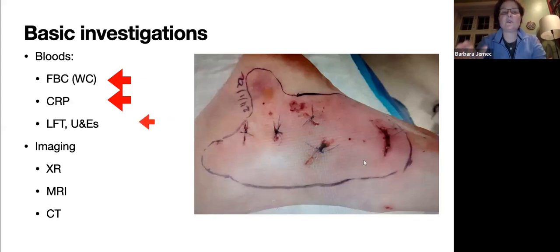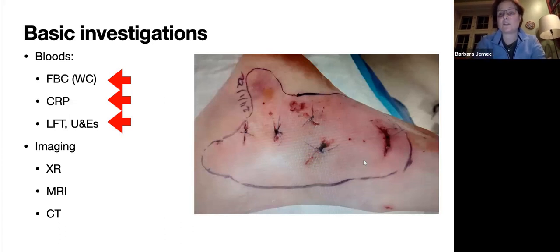You want to also take some liver function tests and some kidney function tests, because that is important: some of the antibiotics that we use depend on the function of these, and also antibiotics can influence them.